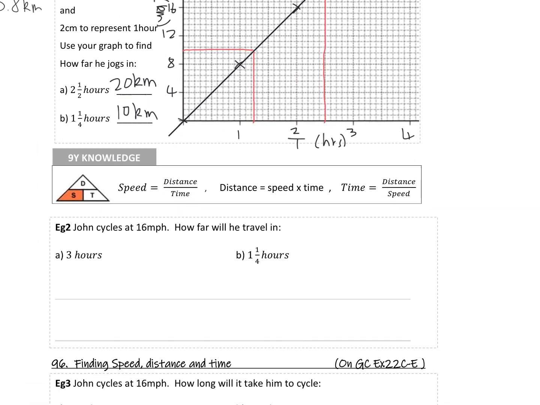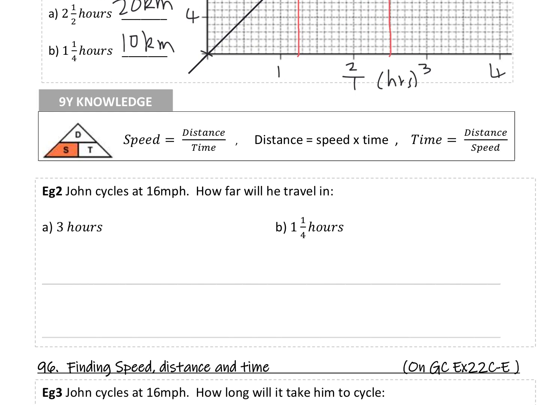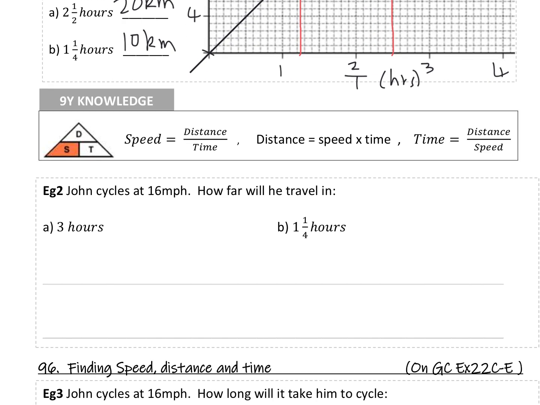Okay, so example 2, we are going to find out, well, John cycles at 16 miles per hour, so we're given the speed, and we want to work out how far he will travel in 3 hours and 1.25 hours. So if you're looking to work out one of these letters, what you do is you cover up the letter that you want.